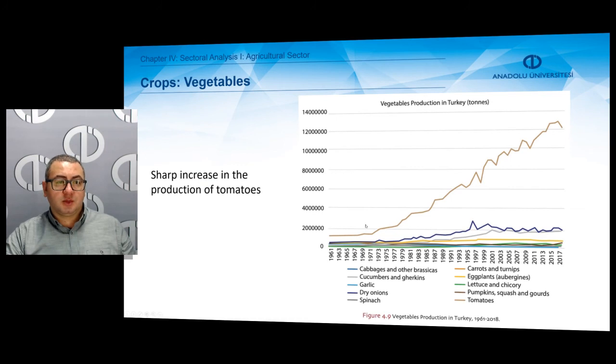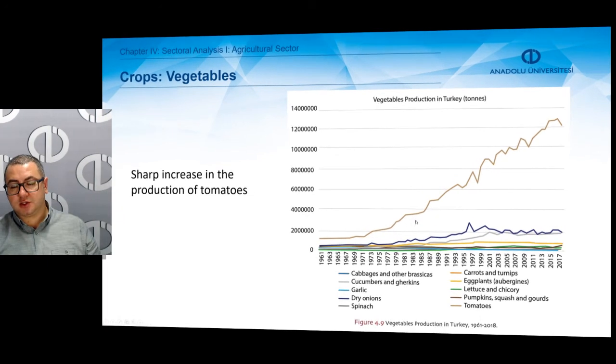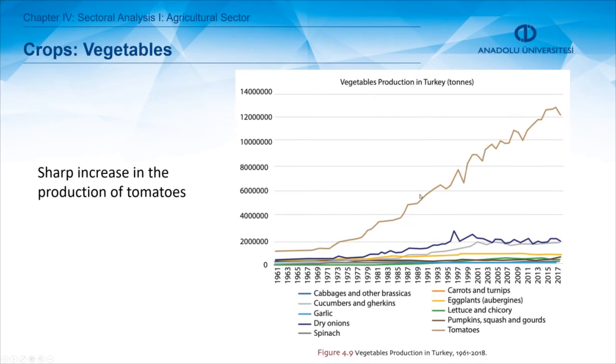In terms of vegetables, we see a very sharp distinguishing increase in the production of tomatoes, which is in here. We also see an increase in other vegetables production, but these are not as strong compared to tomatoes.